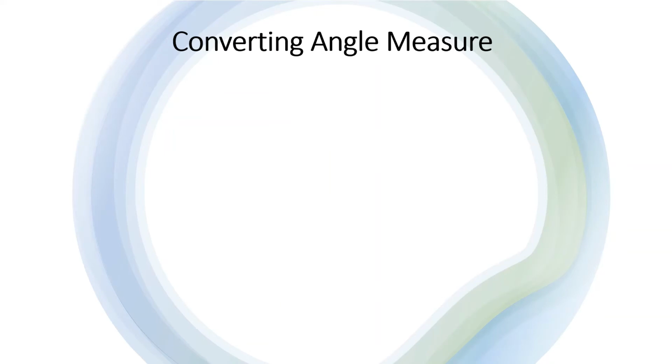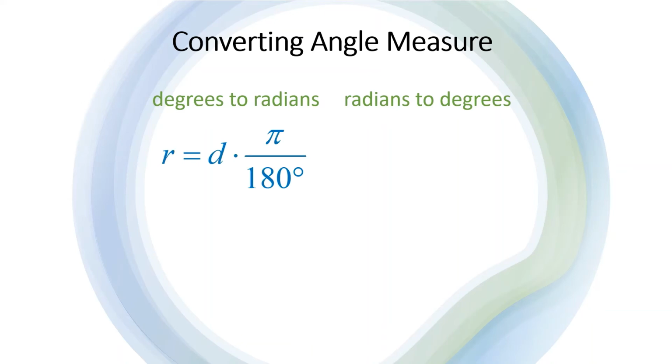Sometimes we want to be able to convert from one unit of measure to another, from degrees to radians, or possibly radians to degrees. To convert degrees to radians, you would take the given degree value and multiply by pi over 180 degrees. Those are the same value. Pi and 180 degrees are both a semicircle. So you're just multiplying by 1. You're converting the unit, however.